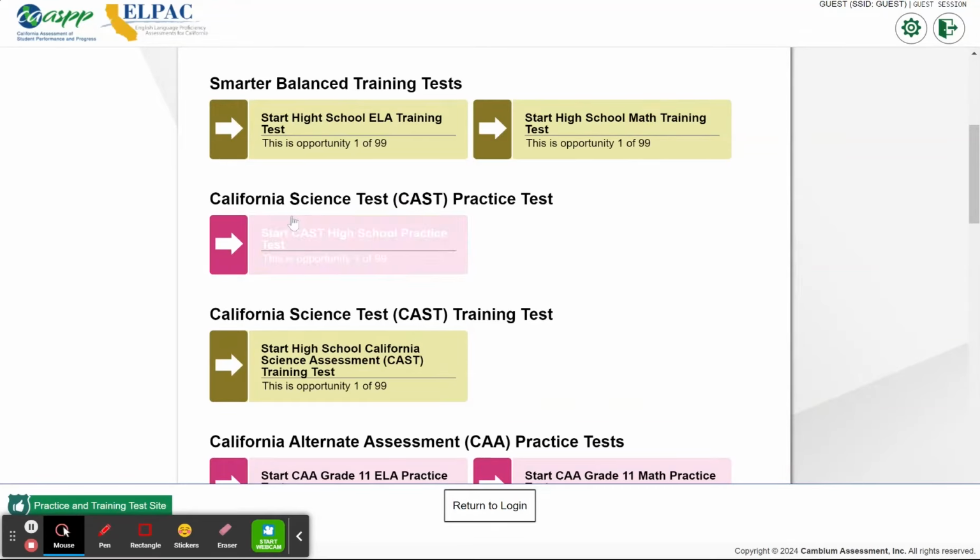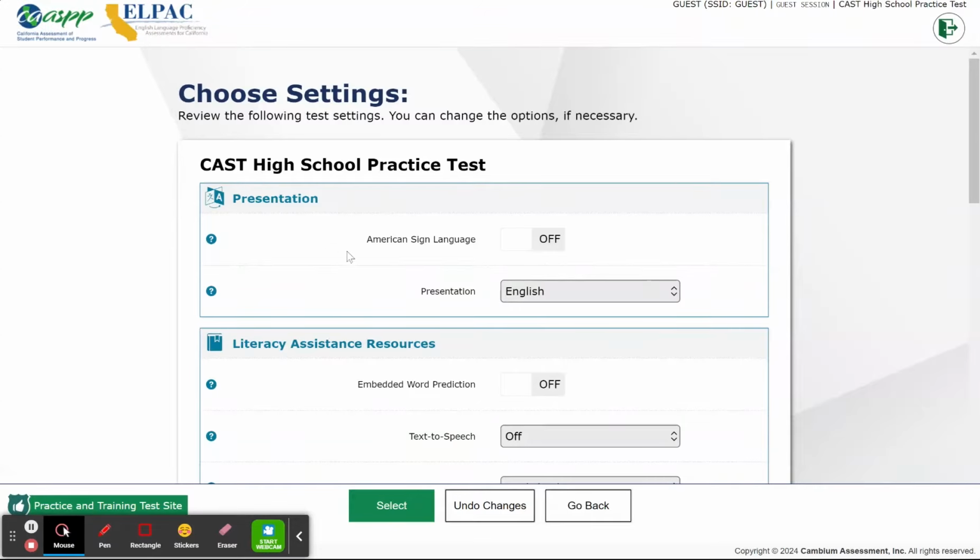Today we're going to be looking at the California Science Test Practice Test, the CAST Practice Test, and we'll be going through each question, giving you a chance to note your answer, and then going through what the answer is. So let's go ahead and get into it.